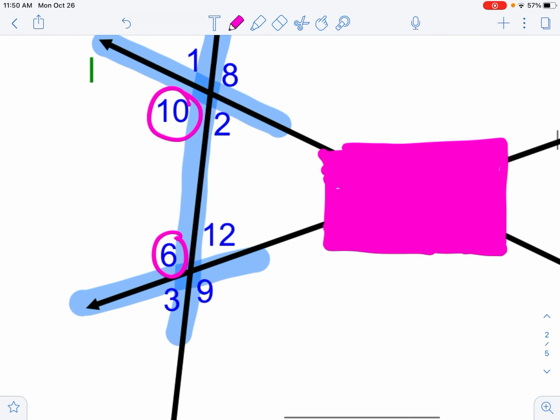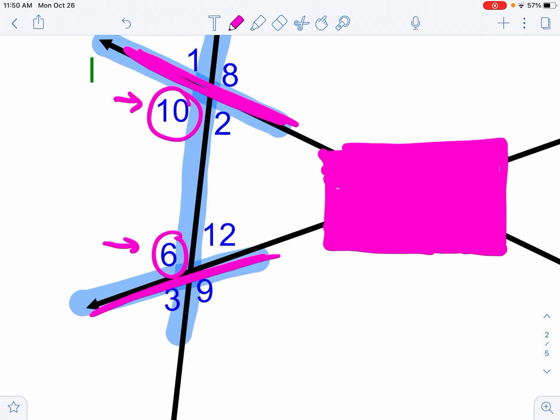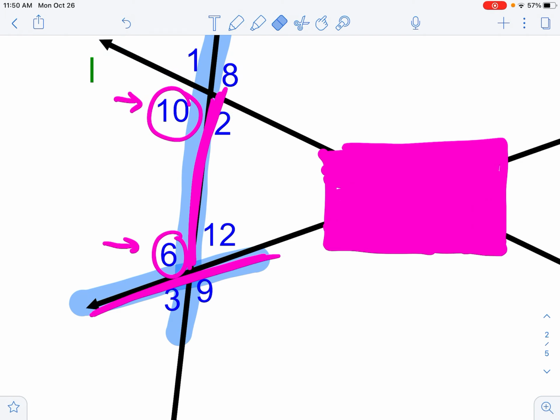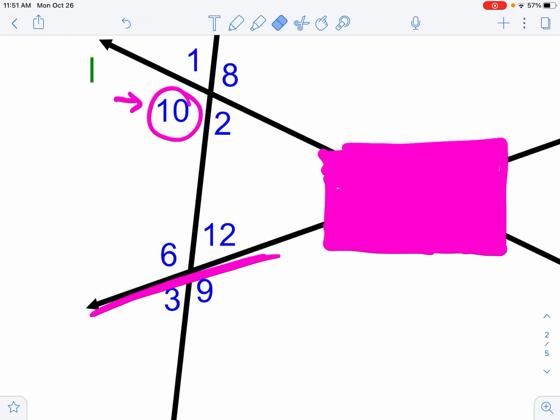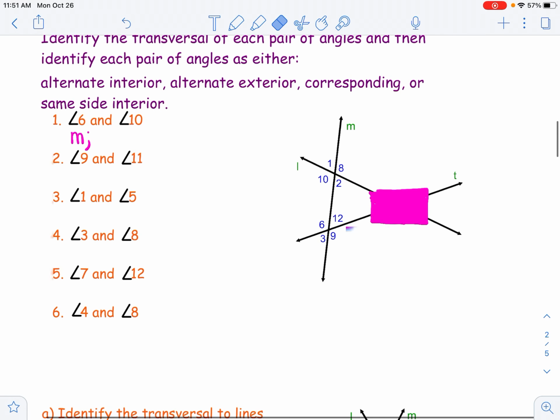Now I want to know what kind of angles they are. So if you look at 10 and 6, here's 10, here's 6. They're on the inside of my double lines, so they're interior. Now, are they on the same side of the transversal or alternate sides? They're on the same side. So these are same side interior angles.